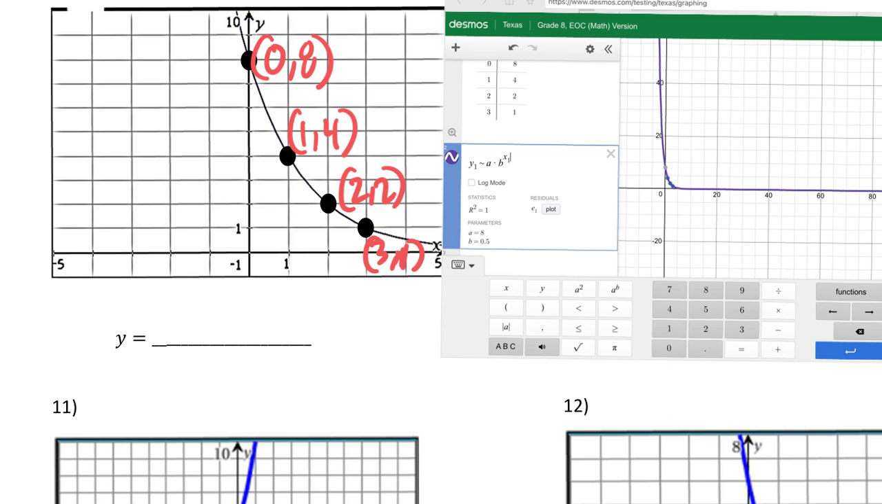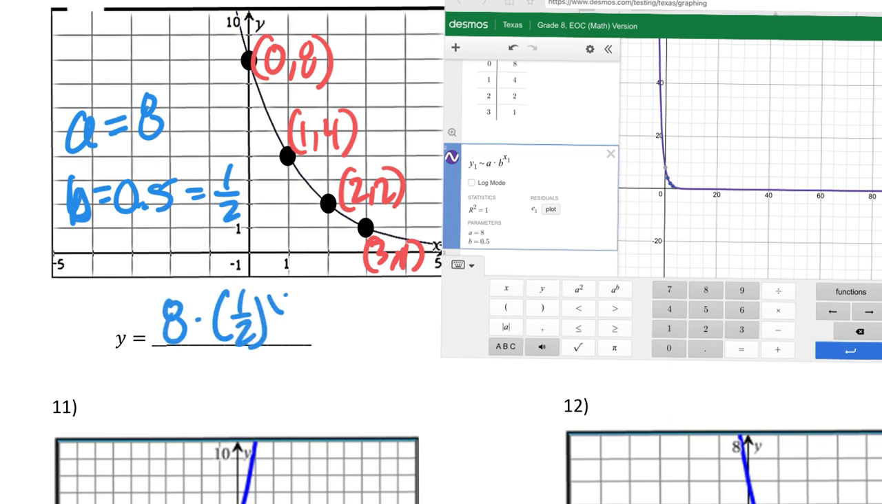There's your A and there's your B. A is 8 and B is 0.5, which is 1/2. So y equals 8 times 1/2 to the x power. Notice I put that fraction in parentheses. And there you have it. That's how you write equations from a table and from a graph. Thank you. You should be able to finish this all on your own now.